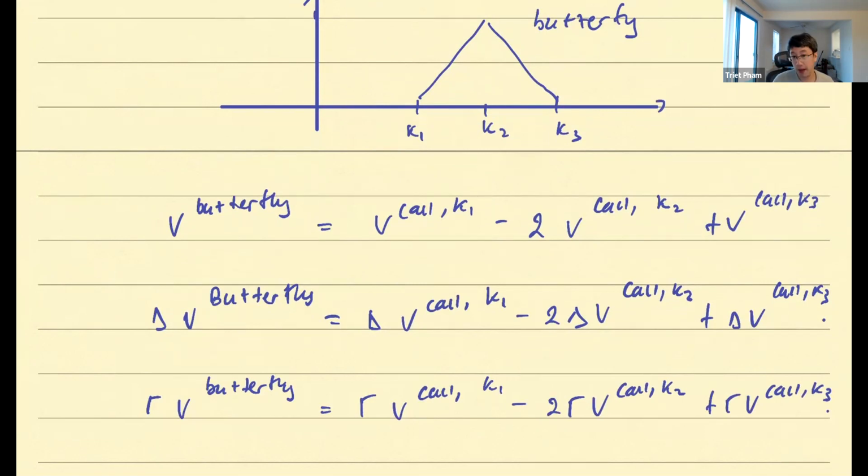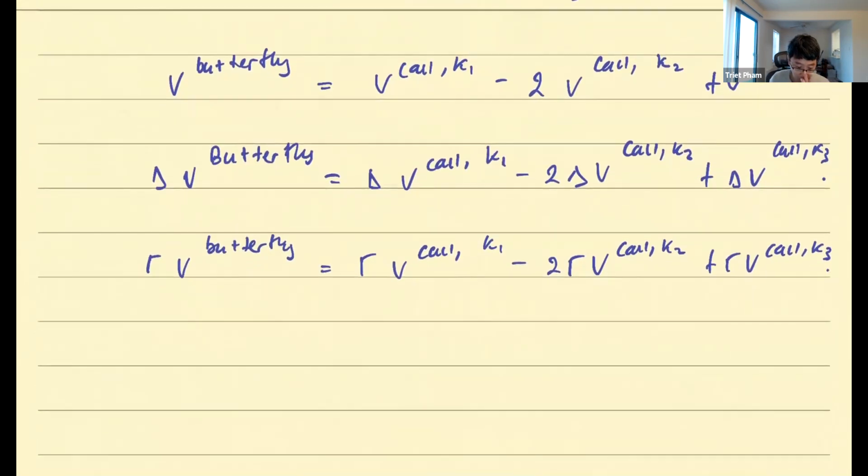Okay, and anything else? As long as it's a linear combination of call options, then you can just put that in, and once you have this form, you just use what we know about Black-Scholes to obtain it. Question?